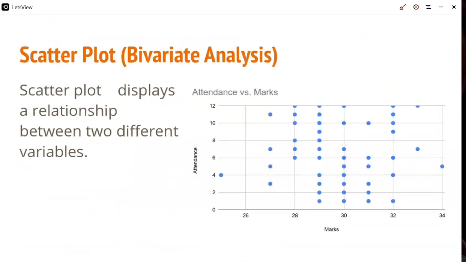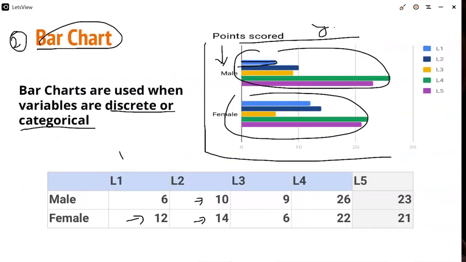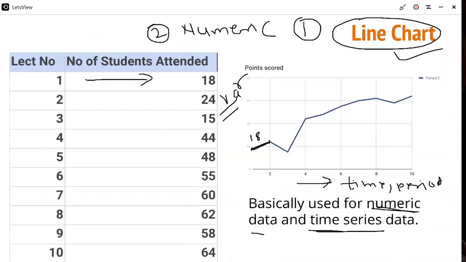Now the second graphical tool that we are going to widely use to study the relationship between two different variables is the scatter plot. See, all the charts that we have seen so far are used to study only a single variable. Here the single variable that we have used is the number of students who attended the lectures.